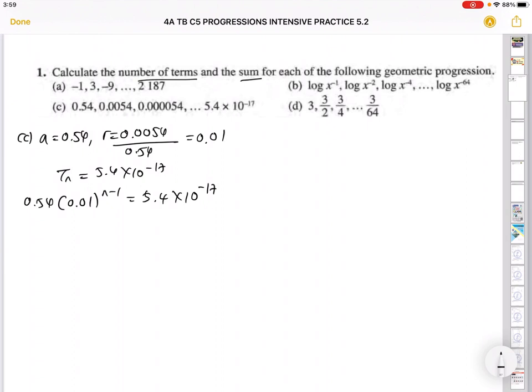It's up to you whether you want to do this or not. You can use your calculator. You don't have to do this slowly, but I'm going to show you the slow way.